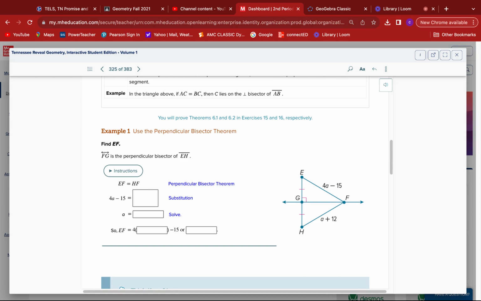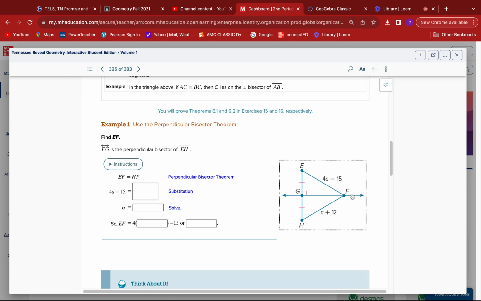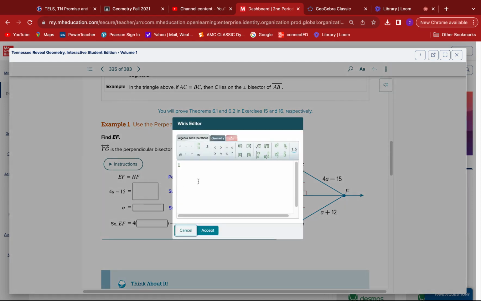Example number 1. So I'm in your book on page 349. I've got the textbook open, the student version, and let's see what we got here. We have to find EF. Now, EF is one of the sides, namely the hypotenuse of this right triangle, and they want us to find that. That means I have to find A, and I have to do some plugging and chugging. Well, if this hypotenuse EF and this hypotenuse AFH are equal to each other, you're going to set them equal. So 4A minus 15 equals A plus 12.